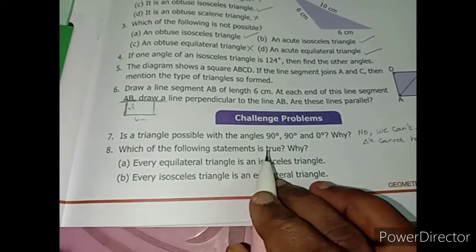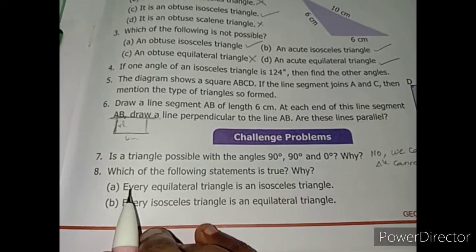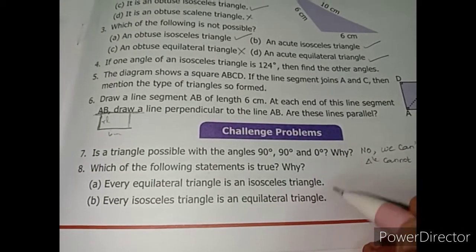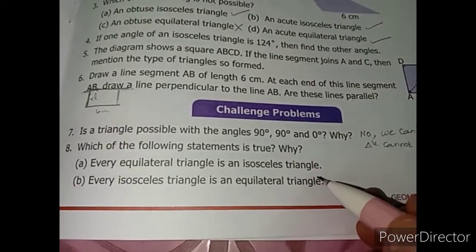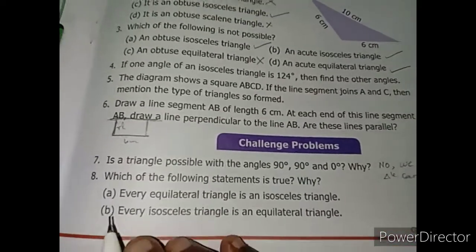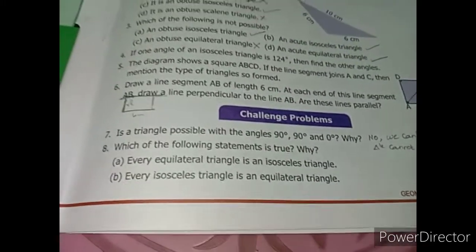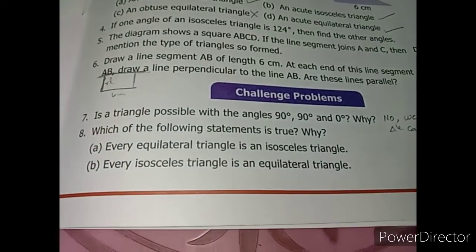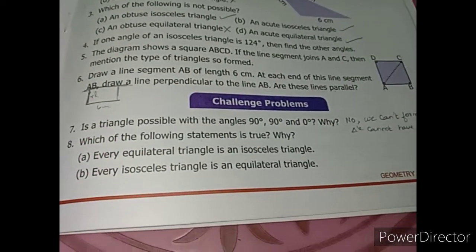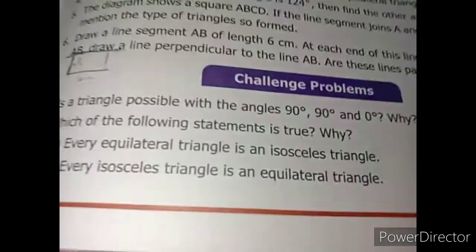Which of the following statements is true and why? So we are going to find whether these two statements are true or not and why. A: Every equilateral triangle is an isosceles triangle. B: Every isosceles triangle is an equilateral triangle. So the first one is correct.